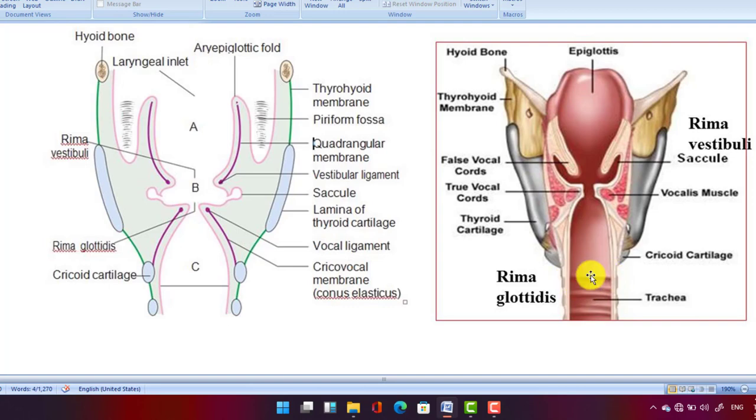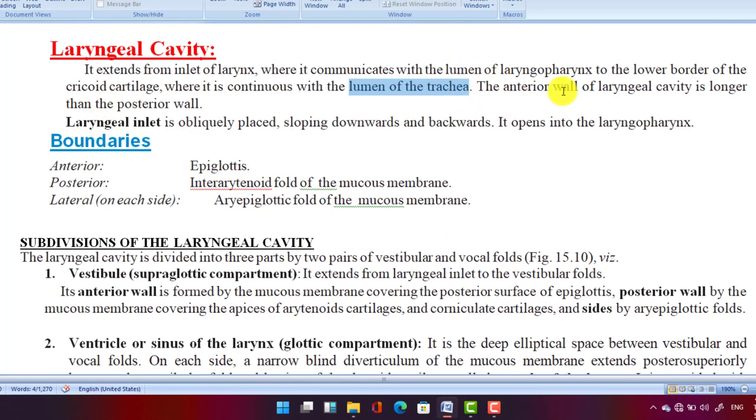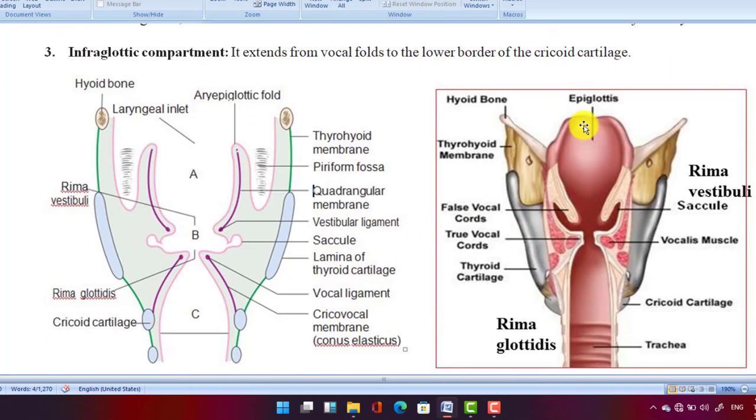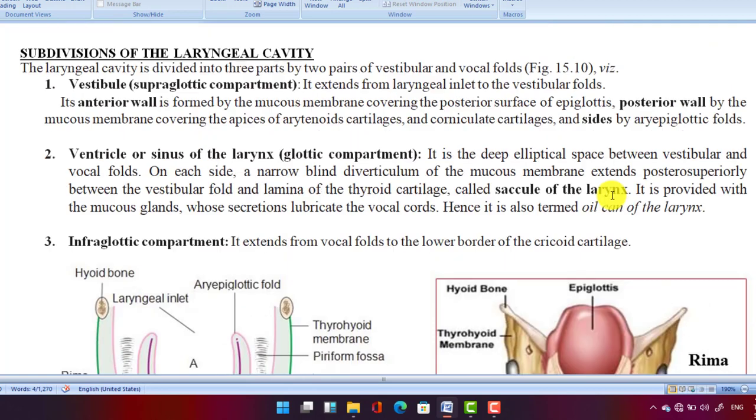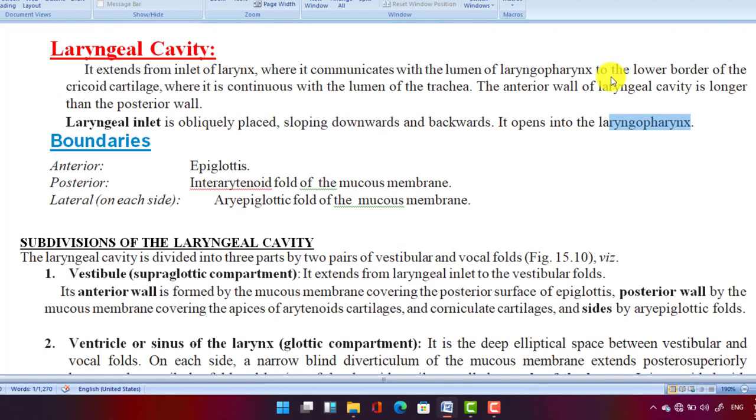Now from this point, from the opening of the trachea up to the laryngeal inlet, this cavity is called the laryngeal cavity. The anterior wall of the laryngeal cavity is longer than the posterior wall. We know that the posterior wall is a little bit shorter, the anterior wall a little bit longer. The laryngeal inlet is obliquely placed, sloping downward and backward. It opens into the laryngopharynx.